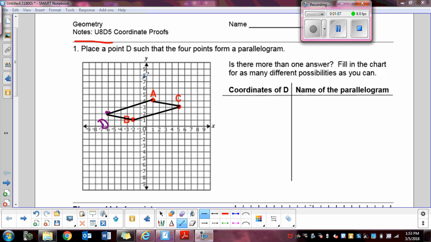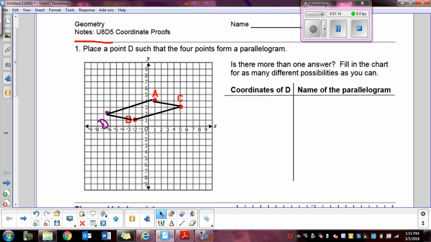So as you can see, this is a parallelogram. D is at, remember we do the x values first, so that is -6, comma, 2.